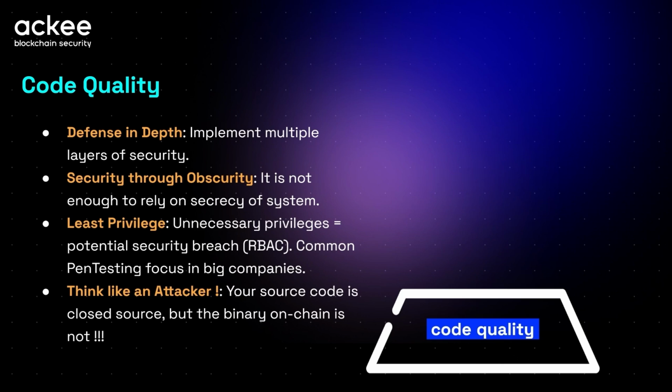And this is again, from my side, a cliche, but always think like an attacker. You are probably biased towards believing that you wrote the smart contract correctly, but keep in mind that maybe your smart contract is not as secure as you think, and try to think like an attacker. Your source code is closed source, but the binary on-chain is not. I was talking about this in security through obscurity. You think you are protected through obscurity, but the attackers actually have access to the binary.